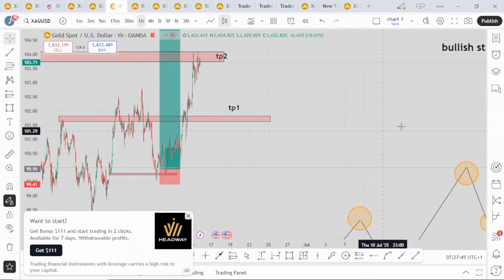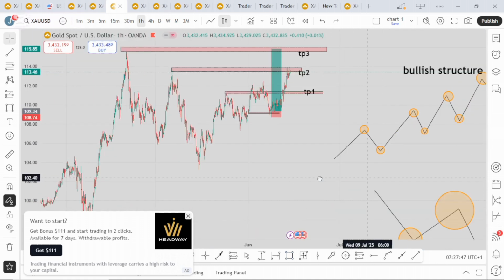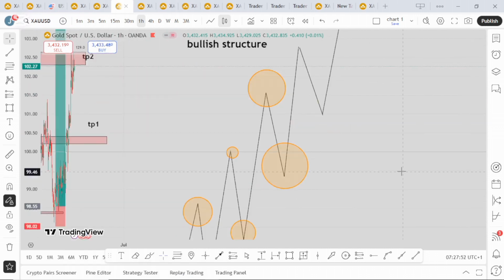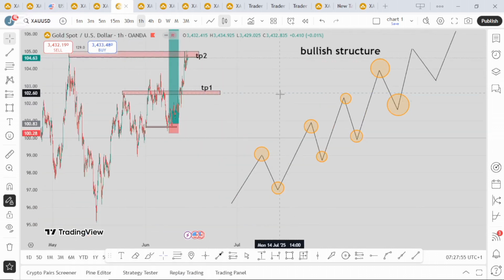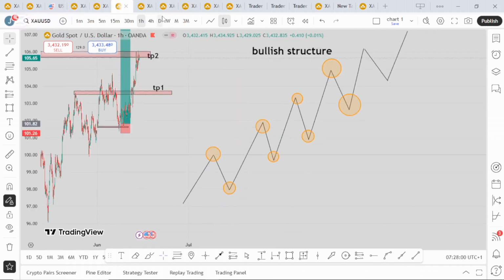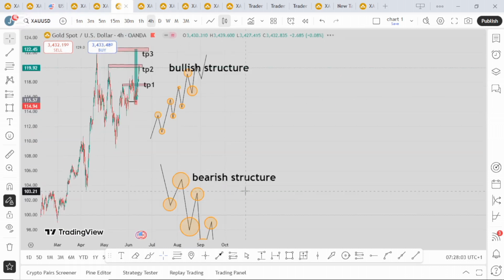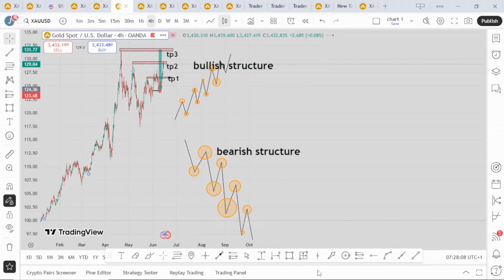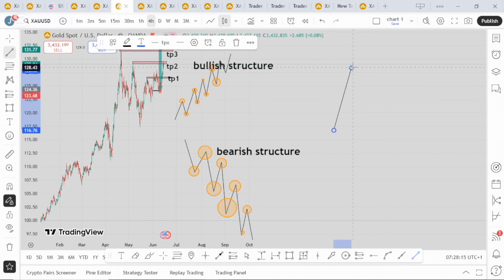Now the third market structure that I told you that we have is the consolidation, the ranging structure. Okay, let me show you what a ranging structure is, where a consolidation is. When you see price maintaining a particular range, see what price is doing.